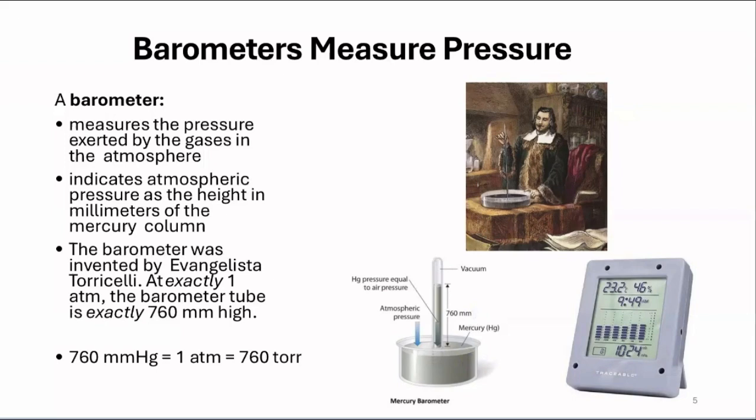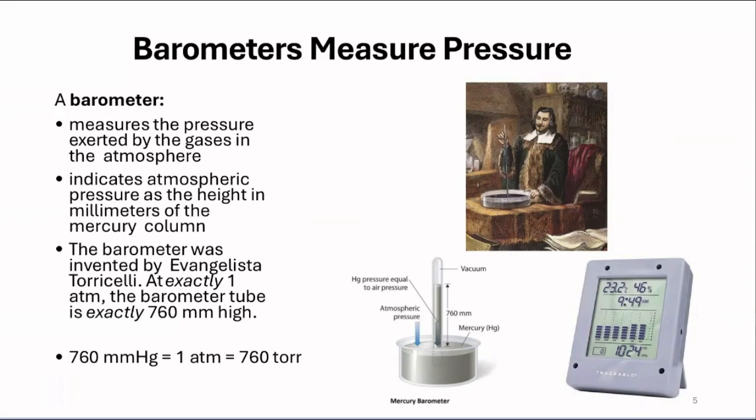So because of his studies is how we know that atmospheric pressure is going to vary based on location. Since then, because we know the toxicity of mercury, barometers have also been made in digital form, as we can see in the bottom right corner of the slide.